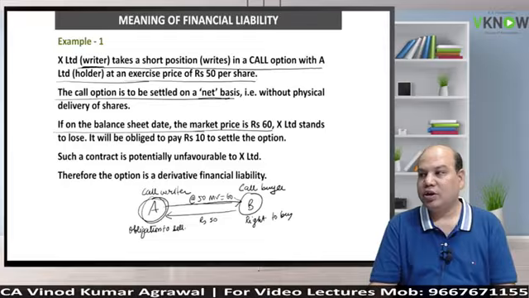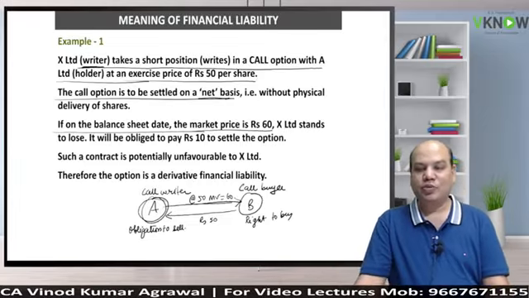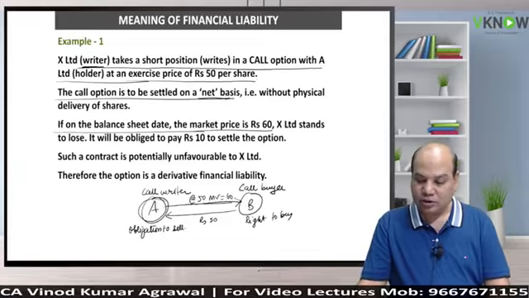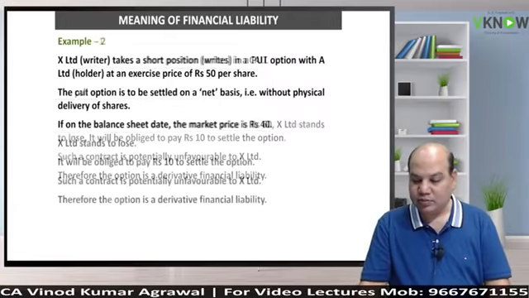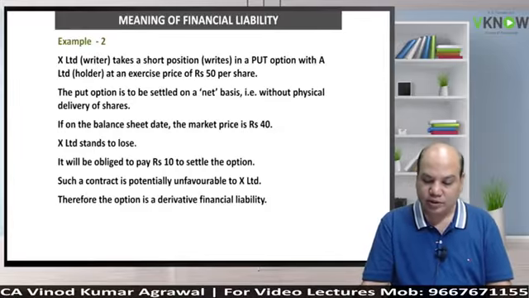If he is a call writer, he will have to suffer a loss of 10 rupees. He will have to pay the 10 rupees differential to Mr. B. So the contract has turned unfavorable to Mr. A. So for Mr. A, it will become a financial liability, and for B, it will become a financial asset. One more example we'll take.